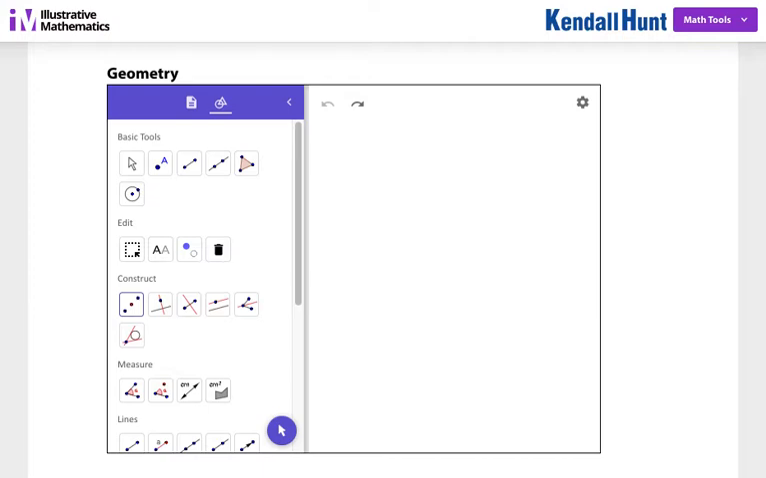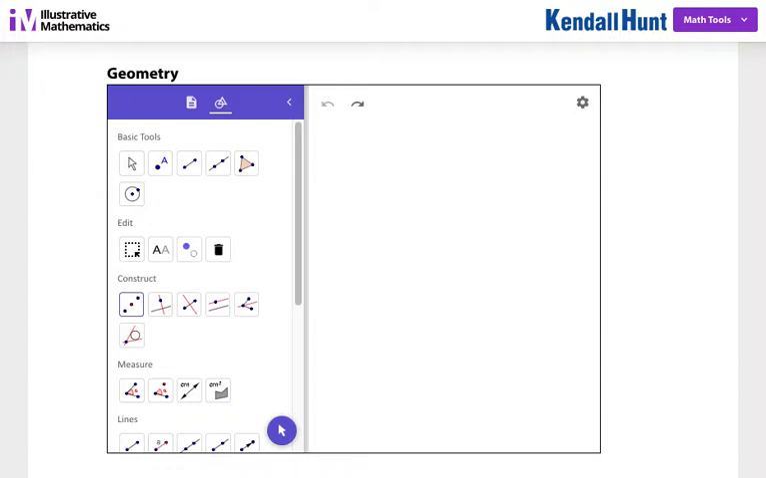It's Mrs. Davitt here, and today I am going to use the Illustrative Mathematics GeoGebra geometry tools to help convince us of the triangle angle sum theorem. Now, the triangle angle sum theorem states that the sum of the three angles in any triangle is 180 degrees. So we can do a couple things in our tools here to convince ourselves of this.